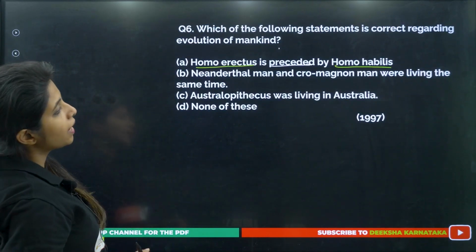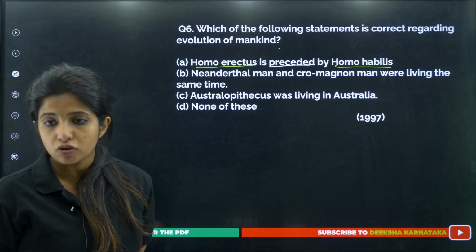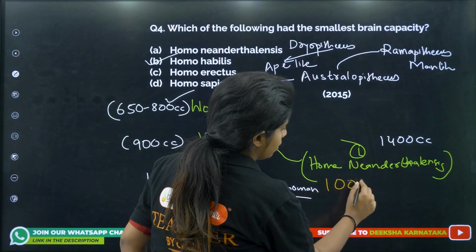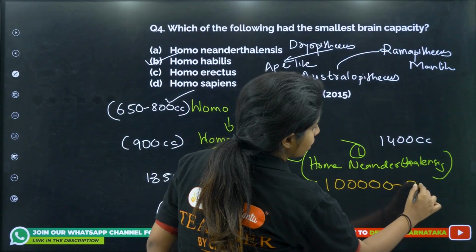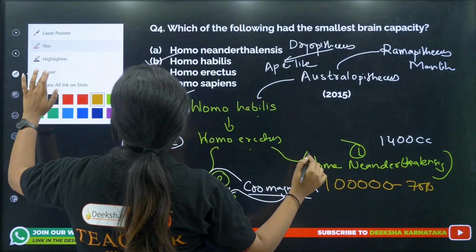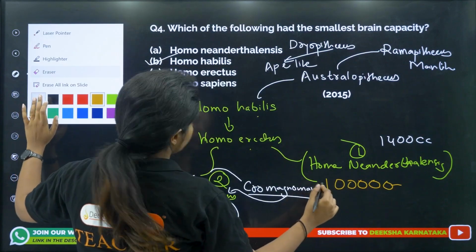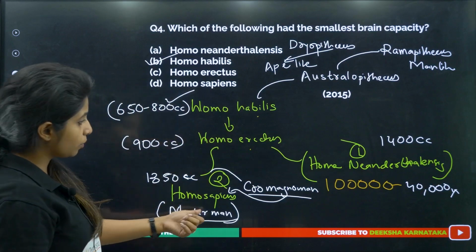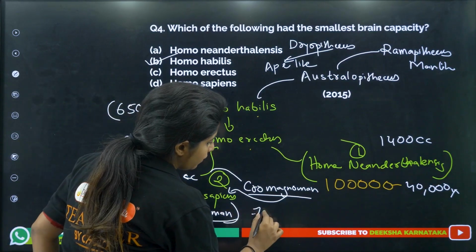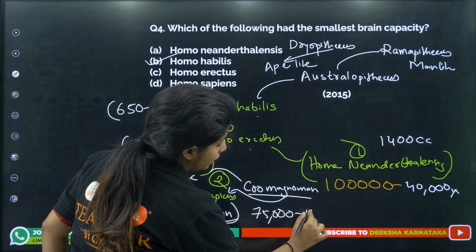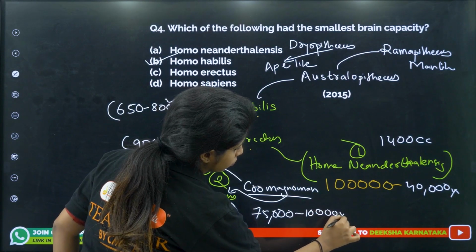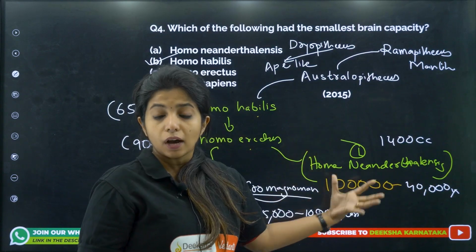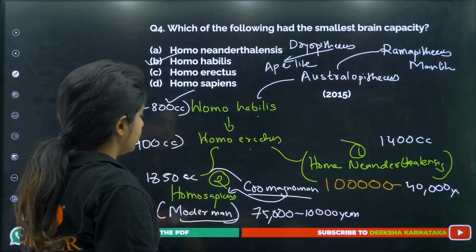Neanderthal man and Cro-Magnon man were living at the same time, no children. Neanderthal man that you see over here came around 1 lakh years ago to 40,000 years ago. Talking about these guys, they came around 75,000 years to 10,000 years ago. So they shared a common time somewhere, but it was not like they arose at the same time. No, that is entirely wrong.